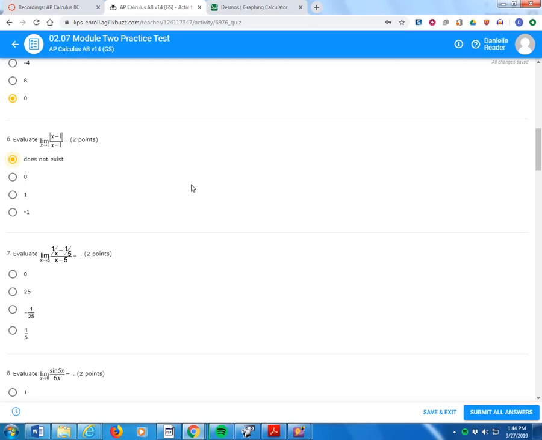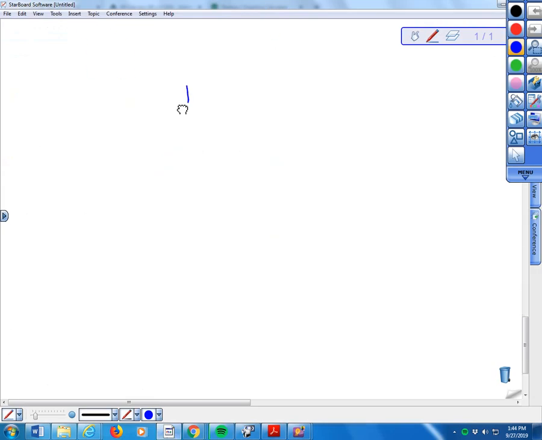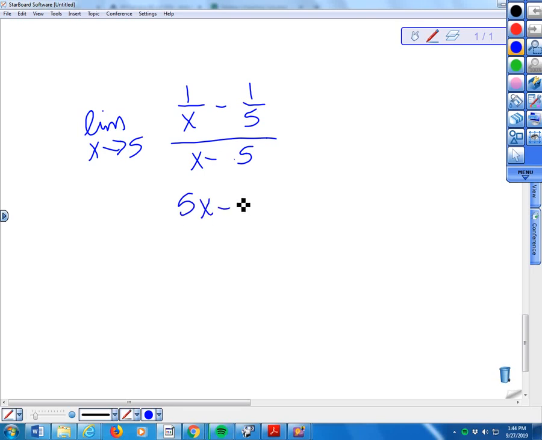Okay, next, evaluate the limit as x goes to 5 of (1 over x minus 1/5) divided by x minus 5. And this is the limit as x goes to 5. That's really messy. Okay, first thing we're going to do is get a common denominator in the numerator, which is (5 minus x) over 5x, over x minus 5.